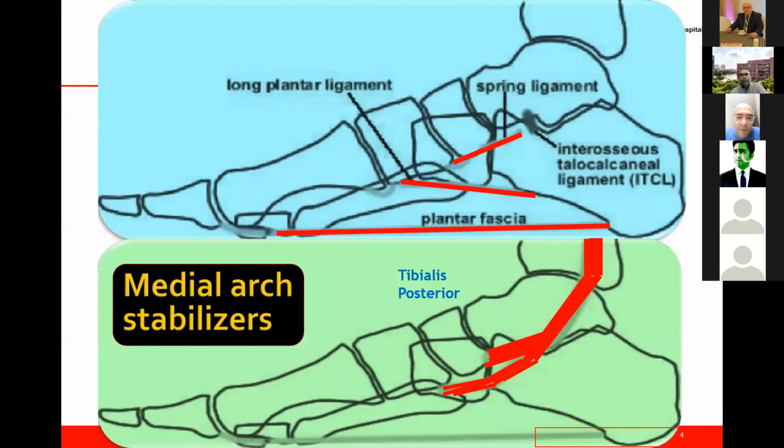So this is a very important and critical diagram you have to see. This is the medial side of the foot. Here you can see that there is the spring ligament which holds the talus, which prevents the plantar flexion of the talus. There is the interosseous talocalcaneal ligament which prevents the plantar flexion together with the plantar fascia of the calcaneus. And there are the long plantar ligaments which keep in touch the midfoot.